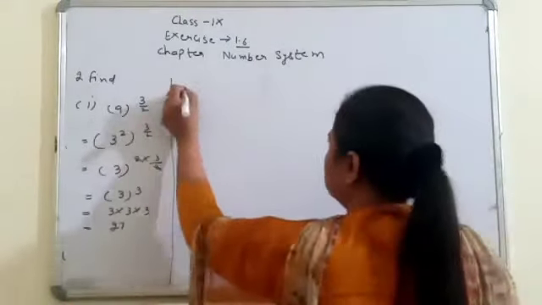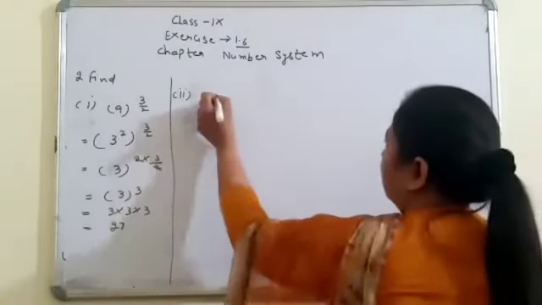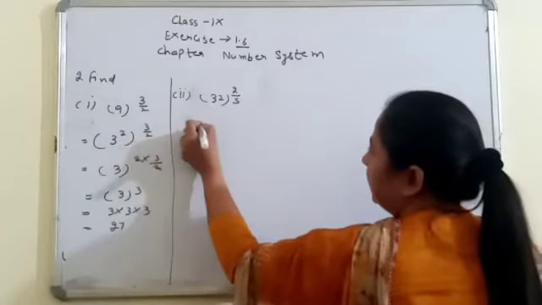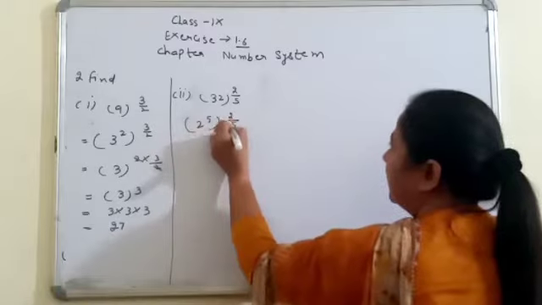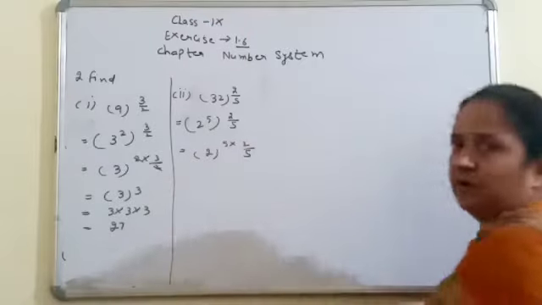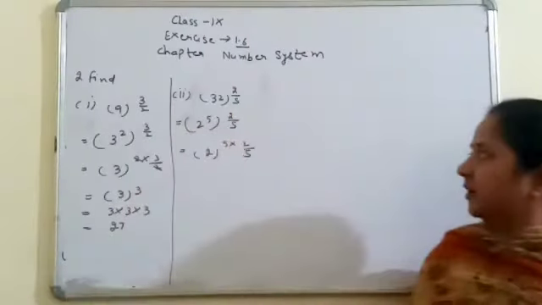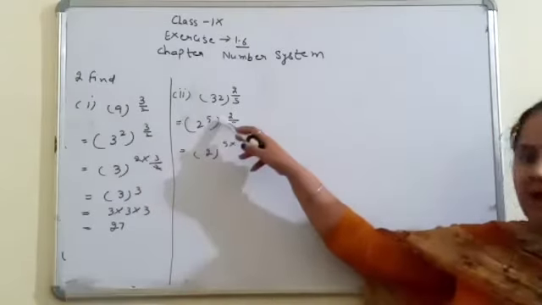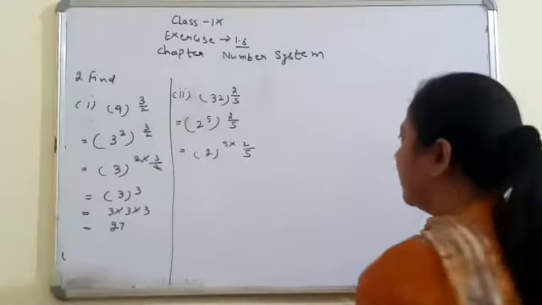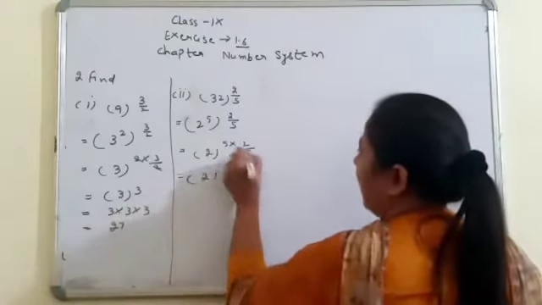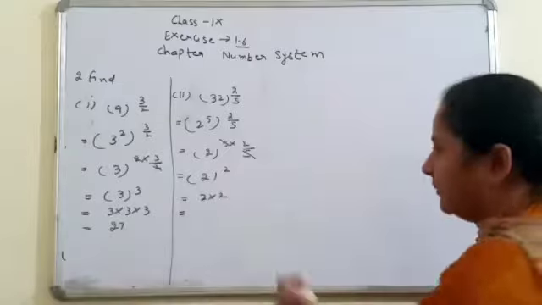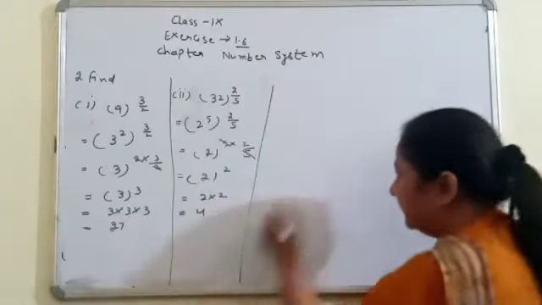Part 2 is 32 raised to 2 by 5. 32 we can write as 2 power 5, into 2 by 5. In the next step multiply both the exponents. In the previous question we have already done this by taking the LCM. 32 is 2 raised to power 5 into 2 by 5. By using the law of exponents, multiply both the exponents. 5 is cancelled by 5, 2 power 2. It means 2 is multiplied 2 times, 2 into 2, 4. So our answer is 4.